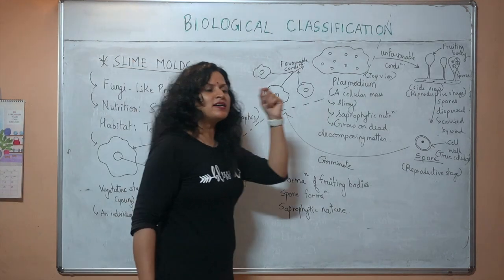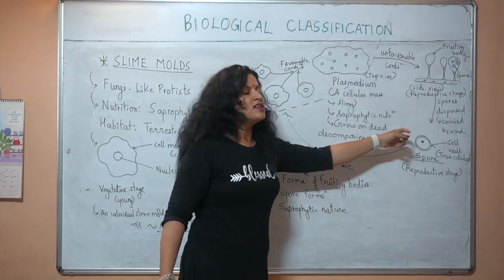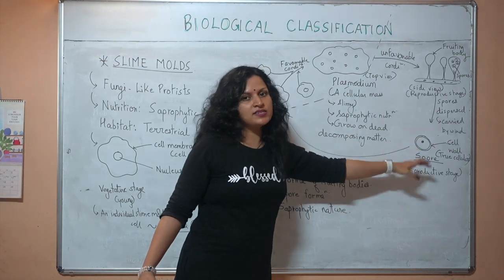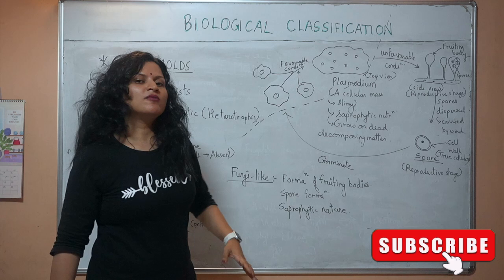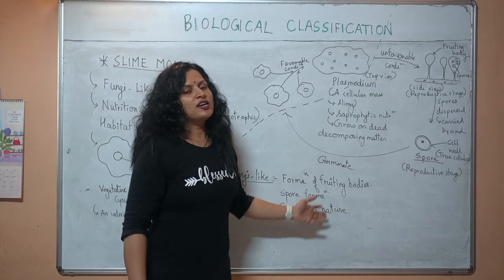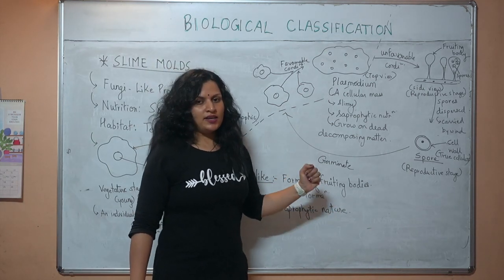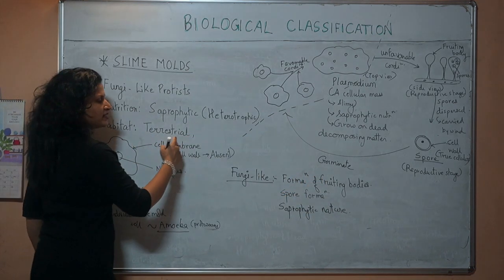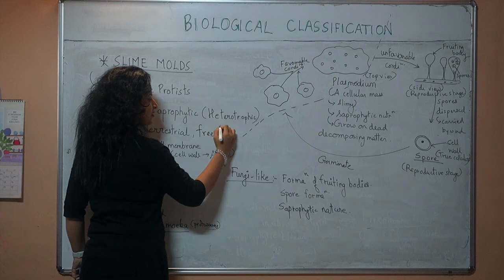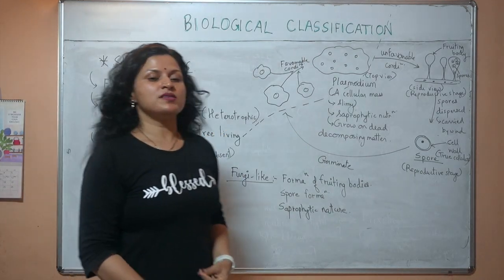Just one plant-like feature they have, that is the cellulosic cell wall in the adult stage. But that does not make them plant-like, they are more fungi-like. As such, they are placed under the category of fungi-like protists. Clear? Under habitat, please make a note, they are terrestrial and they are free living. That will be it for slime molds.